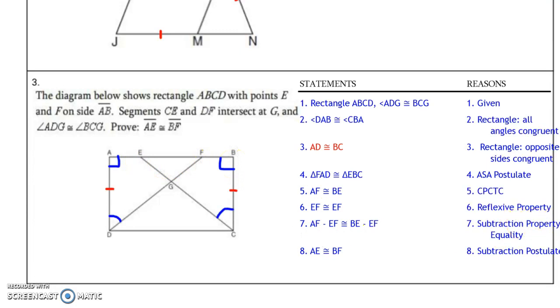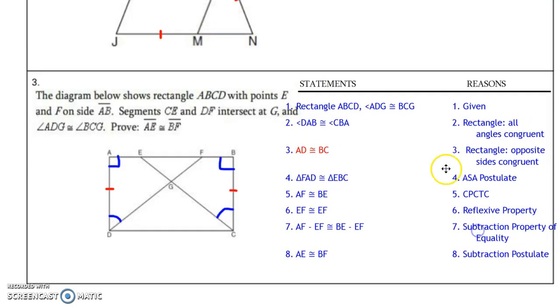Then I'm using my subtraction property of equality. That subtraction property of equality is used when I have 2 pieces that are equal to each other. I know that AF and EF are going to be congruent to BE and EF because I know AF and BE are the same, and I know that EF and EF are the same. So that's another use of that subtraction postulate that we talked about in class.